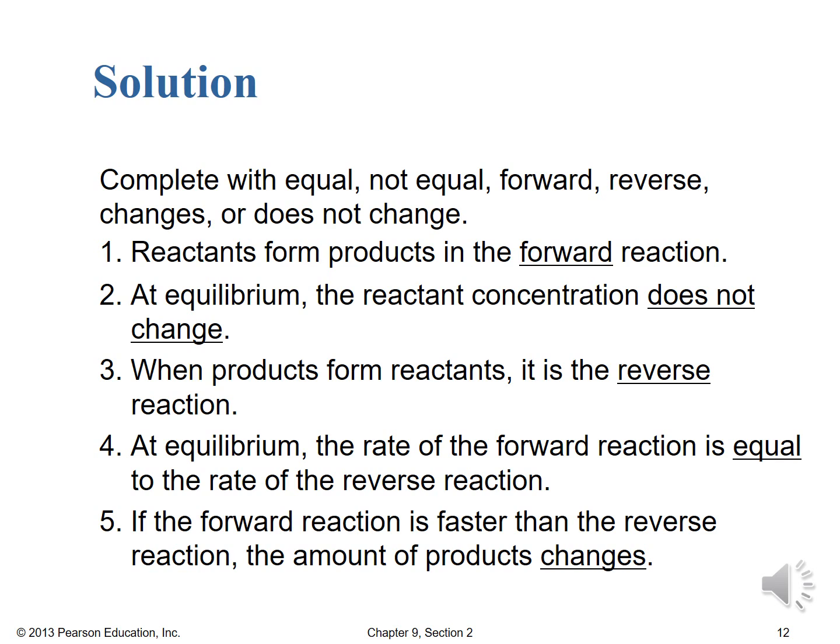Finally, in number 5, we have if the forward reaction is faster than the reverse reaction, the amount of products changes. Again, we don't have a situation where we have achieved equal rates yet, so we are not at equilibrium. So we are having concentration changes because we have a faster forward reaction than the reverse reaction. So if it's faster, then ultimately the amount of products should be increasing since we're making product faster than we're using product. So hopefully those went well for you, and this is a more comfortable topic.